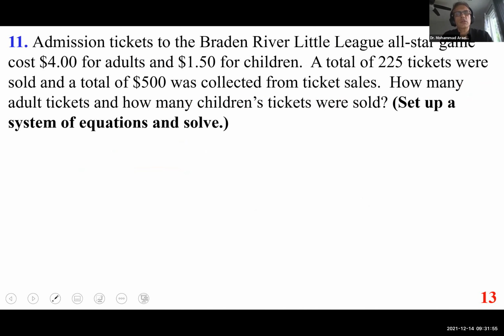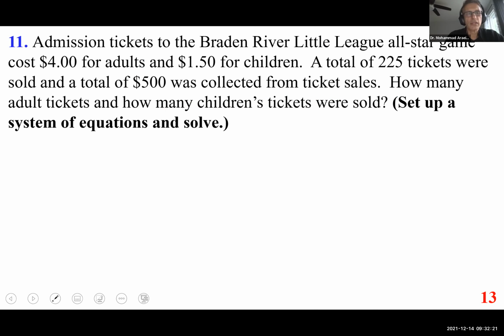Could you please read this question? Admission tickets to the Braden River Little League All-Star Game cost $4 for adults, $1.50 for children. A total of 225 tickets were sold, and a total of $500 was collected from ticket sales. How many adult tickets and how many children tickets were sold? Set up a system of equations and solve.